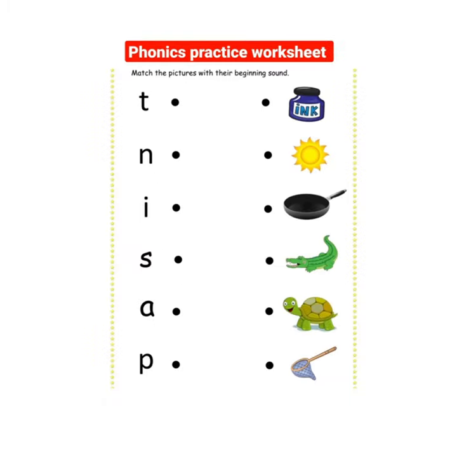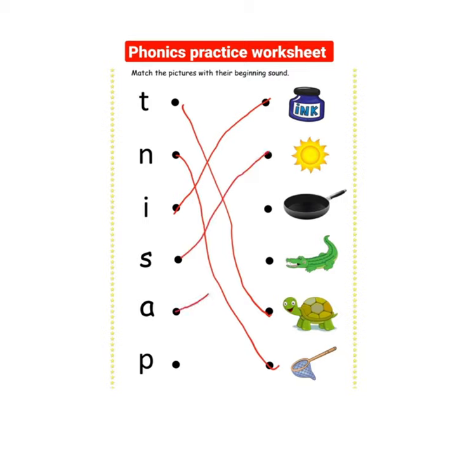Match the pictures with their beginning sound. T, T, turtle. N, N, net. I, I, ink. S, S, sun. A, A, alligator. P, P, pan.